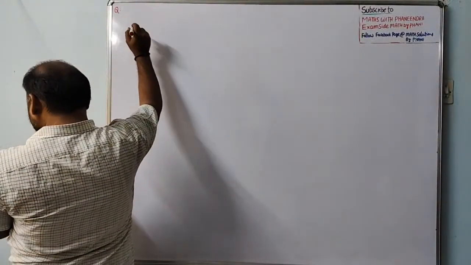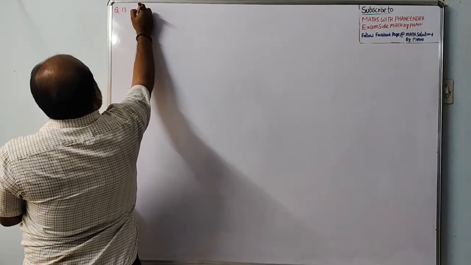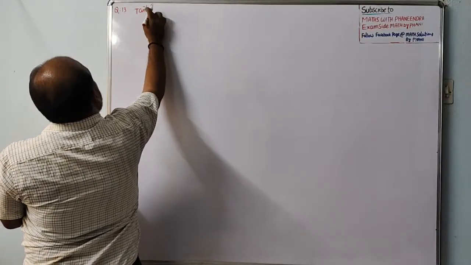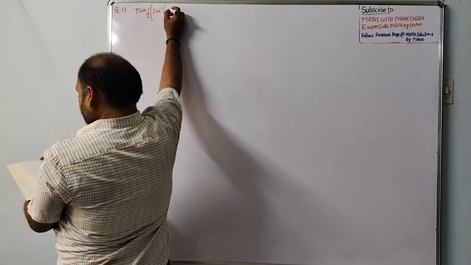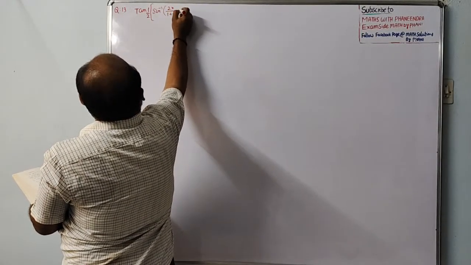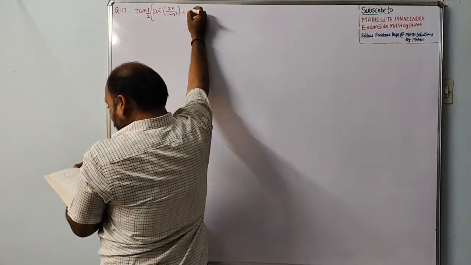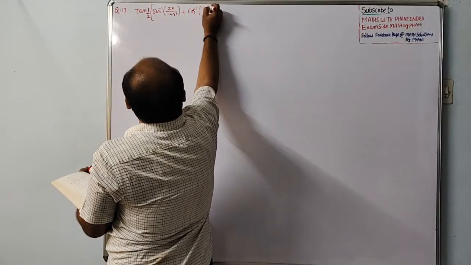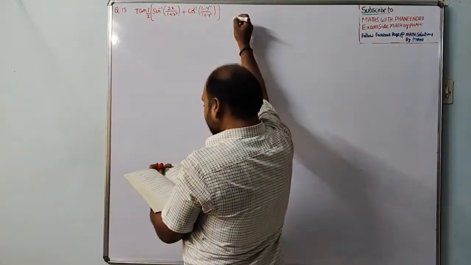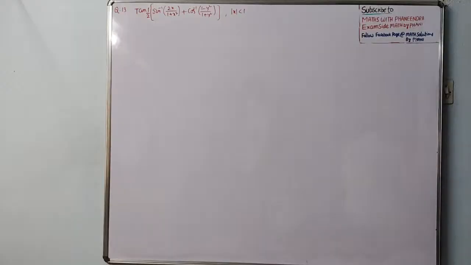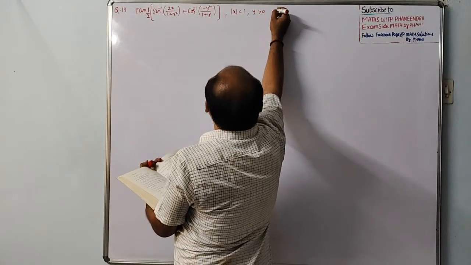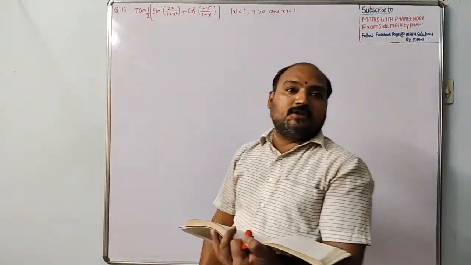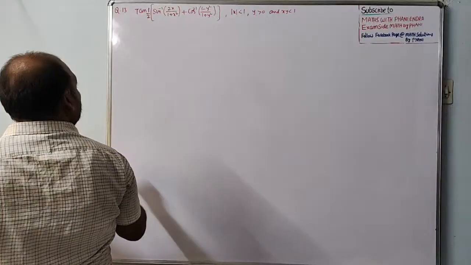This is the old book, all the questions are covered. These are the questions also. Tan of 1 by 2 of sine inverse of 2x by 1 plus x square plus cos inverse of 1 minus y square by 1 plus y square, where y is greater than 0 and xy is less than 1. This is one question.